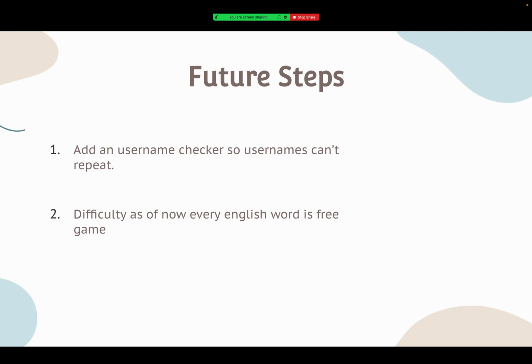And also the difficulty as of now is every English word is free game. So you can get a word as easy as cloud, or you can get a word as hard as, I don't know, imagine a hard word. So there's no scale level for you to choose as of now. So you get what you get. But at the same time, it's also just to challenge yourself.